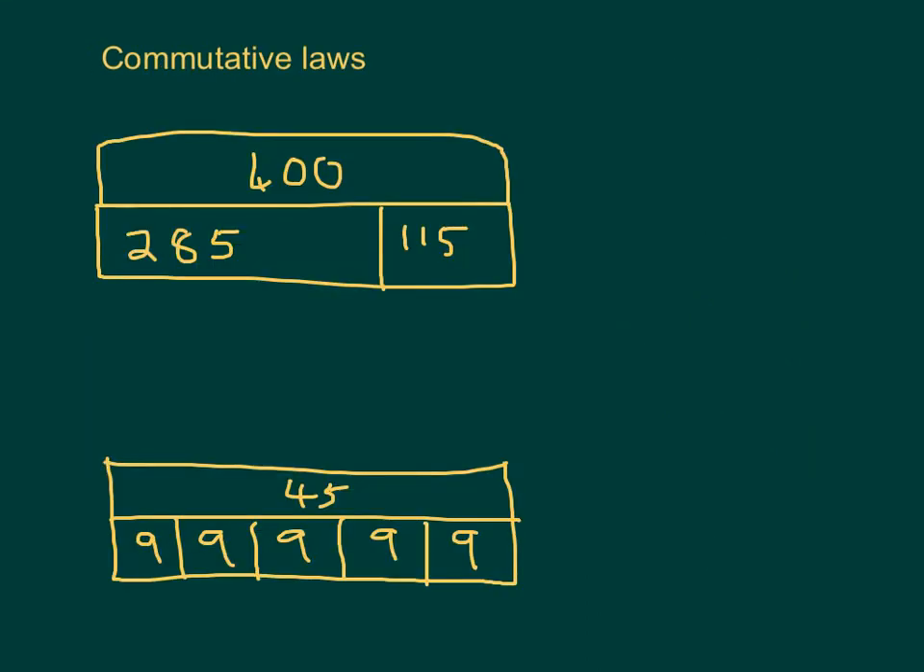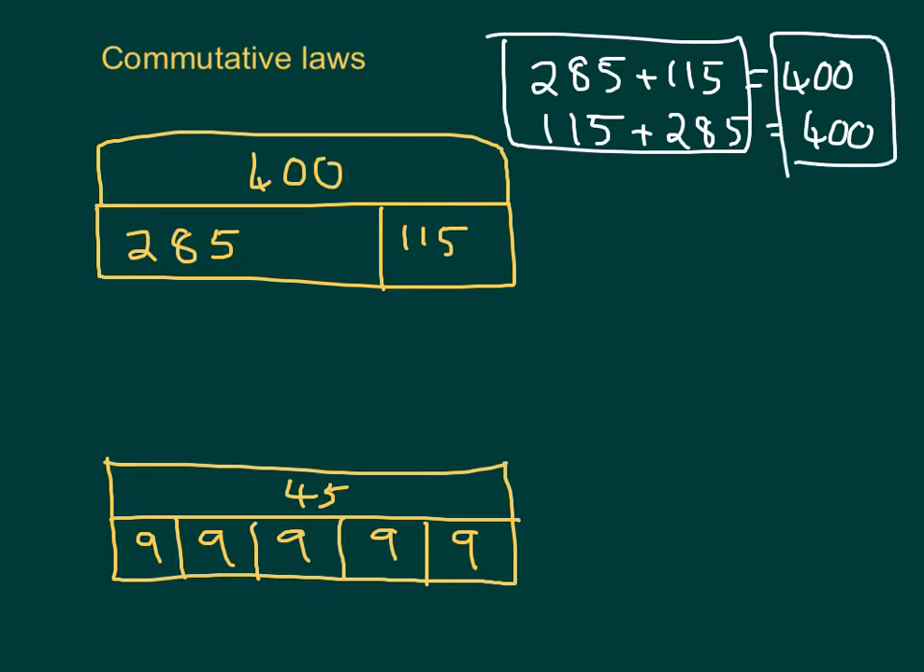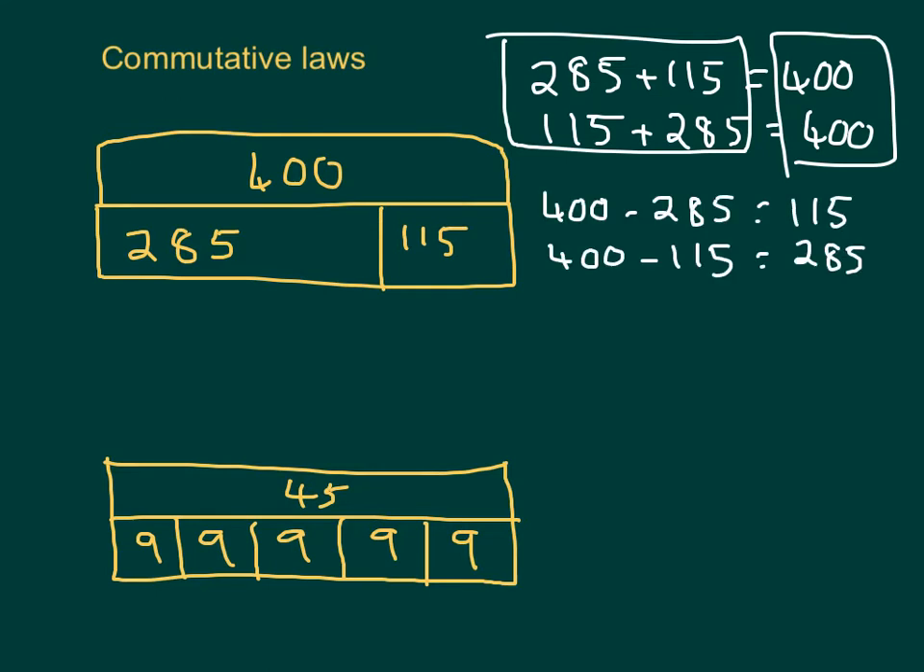Now the first thing to understand when we're calculating is what we'd call the commutative law. You don't need to remember that name, but you do need to understand the concept about the order in which operations are done. Here, 285 and 115, it doesn't matter the order in which I add those blocks, I'll still end up with a total of 400. Now, when I switch that around to a subtraction, I've got to recognise that the total is actually the number that comes first, and then these second two numbers are the ones that are interchangeable.